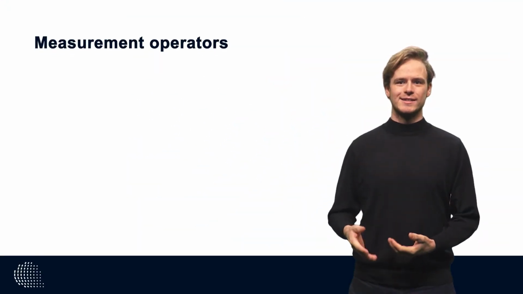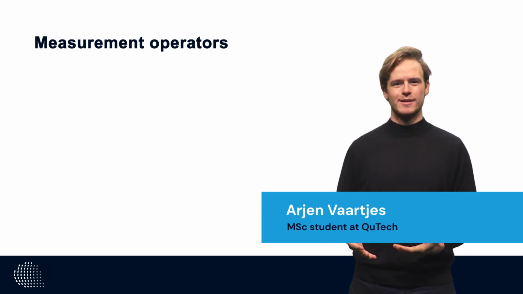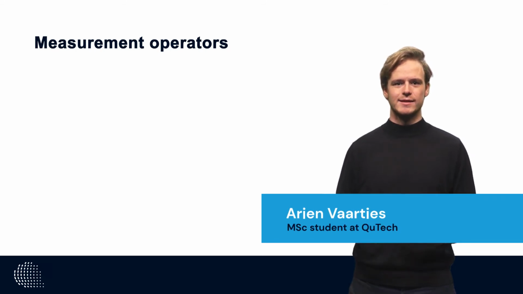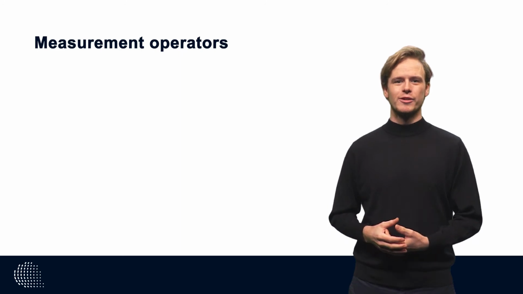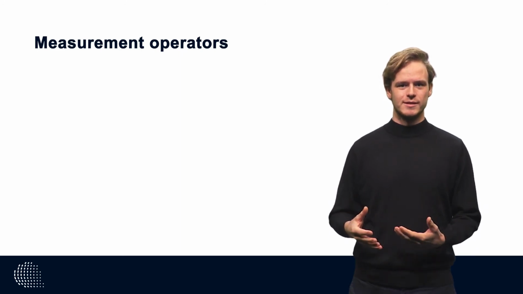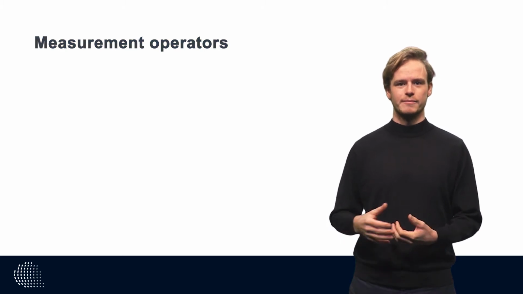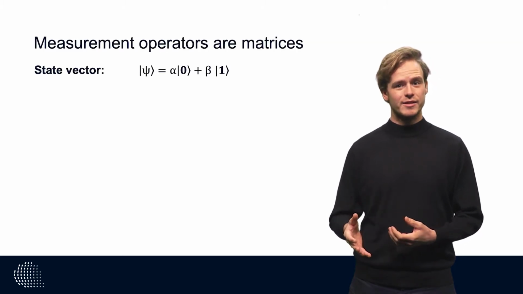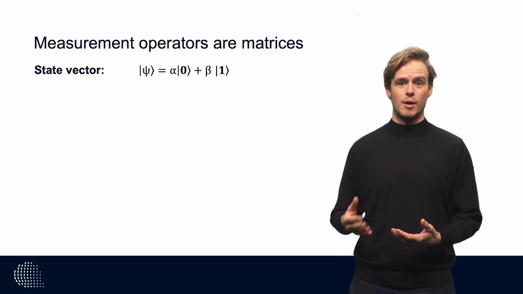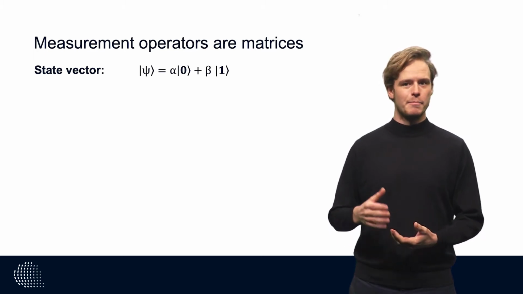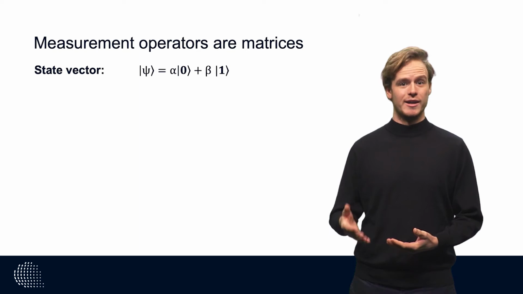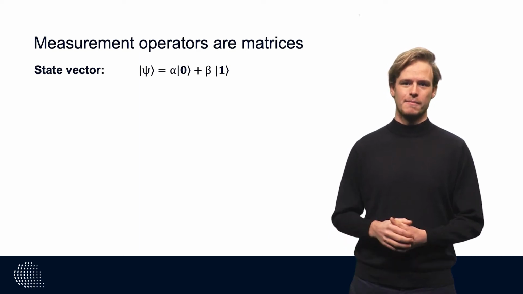In quantum mechanics, the outcome of a measurement is random, and the measurement changes the state. In this video, I will show you the mathematics of these measurements. You will learn how to formulate a measurement with bra-ket notation. In ket notation, measurements are written down with operators, and operators are matrices, and they work on state vectors.